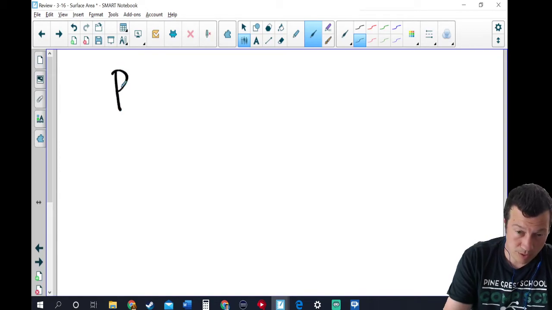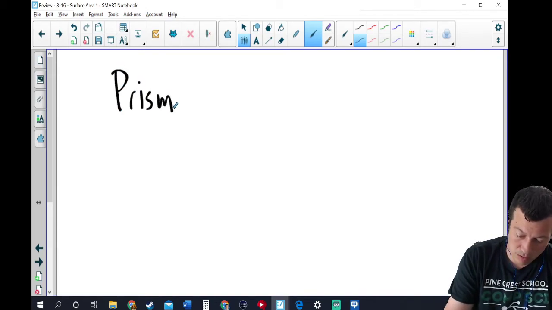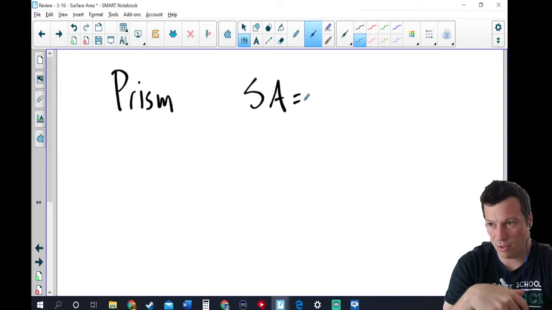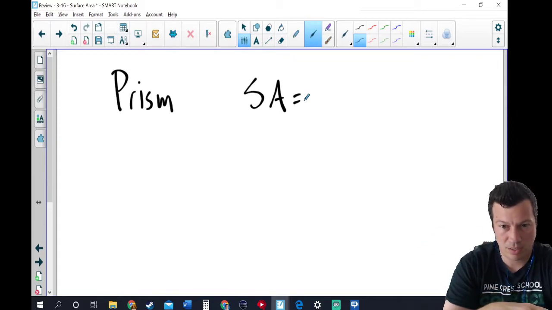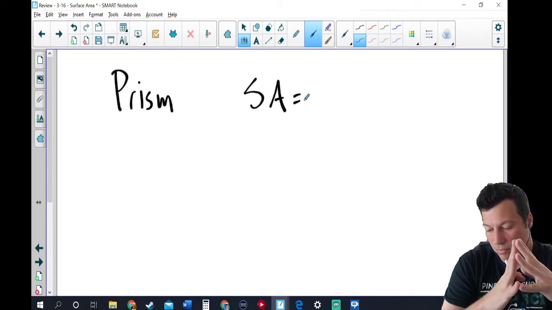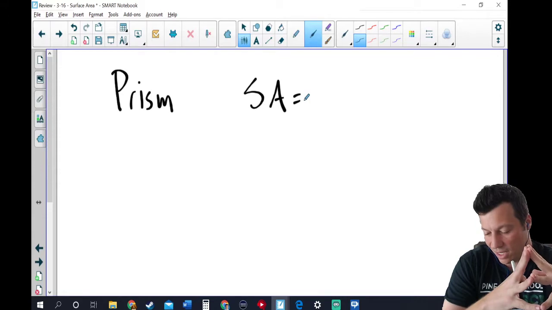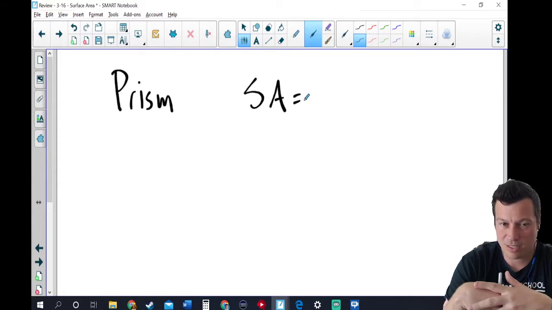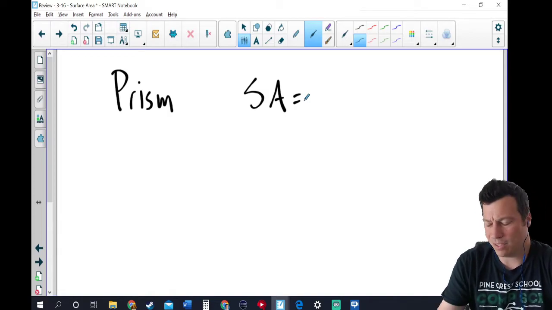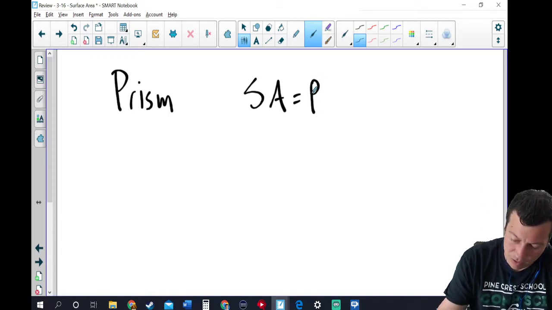So as far as prism goes, we are talking about surface area, so we know the surface area of a prism, and we talked in class already about why. This is a review. Sorry, I was reading some of the comments, but we talked about how we develop this formula. But for now, we should know what it is, right? So it's SA = pH + 2B.